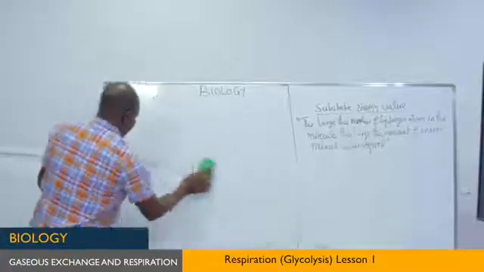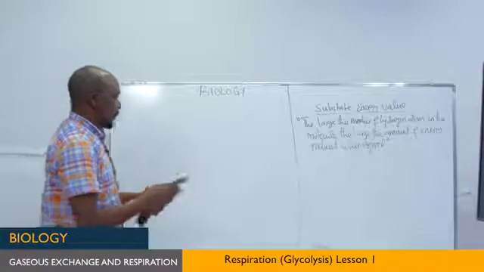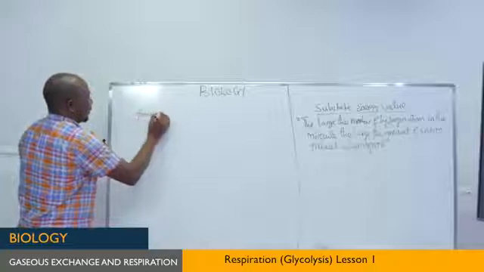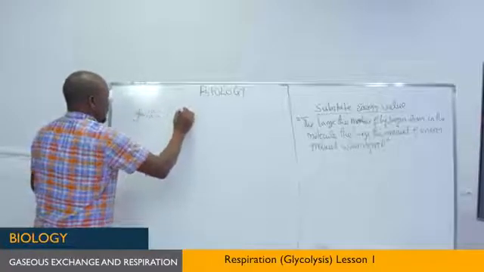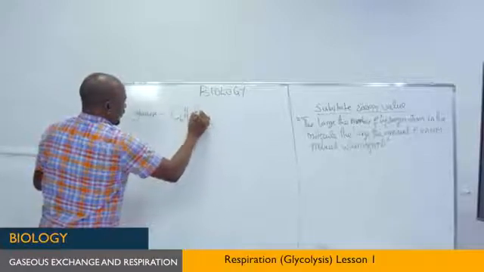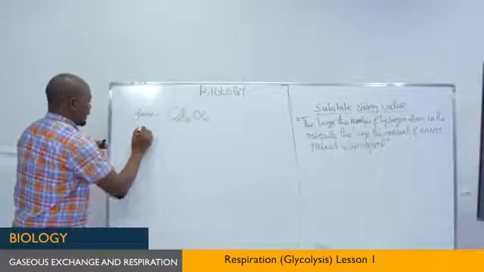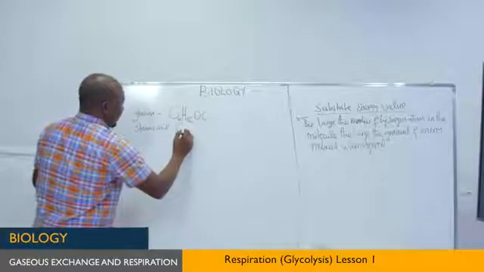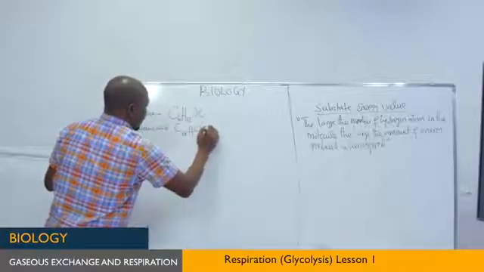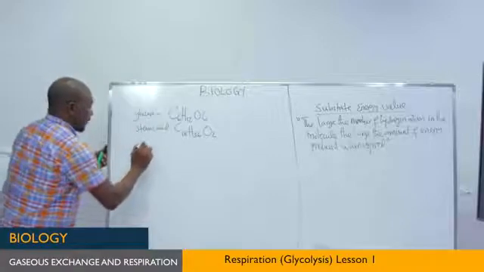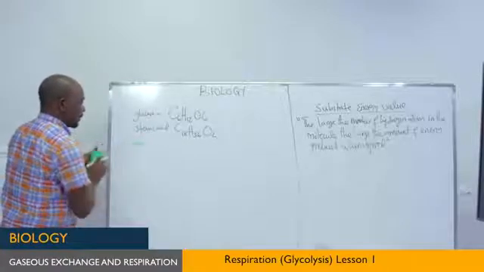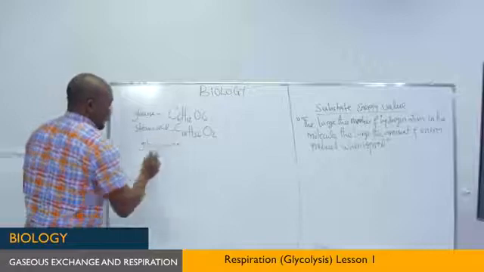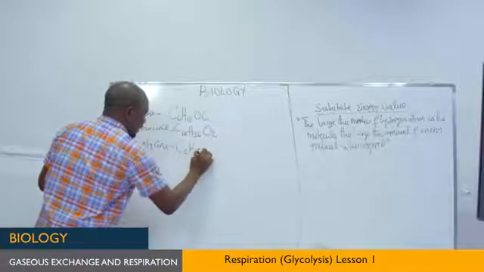Let us see these three molecules. We have glucose, which is C6H12O6. We have stearic acid, which is C18H36O2. Then we have glycine, an amino acid, C2H5NO2.